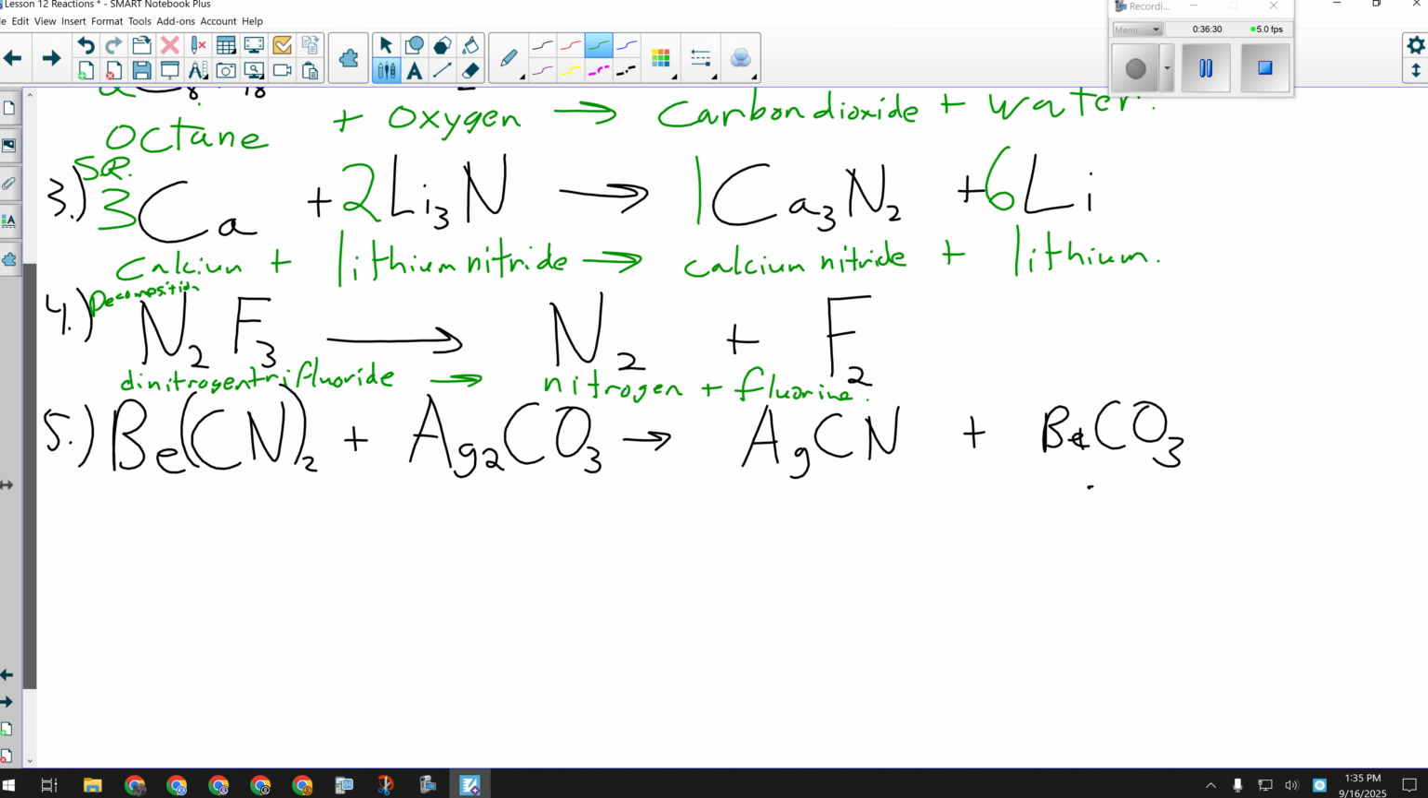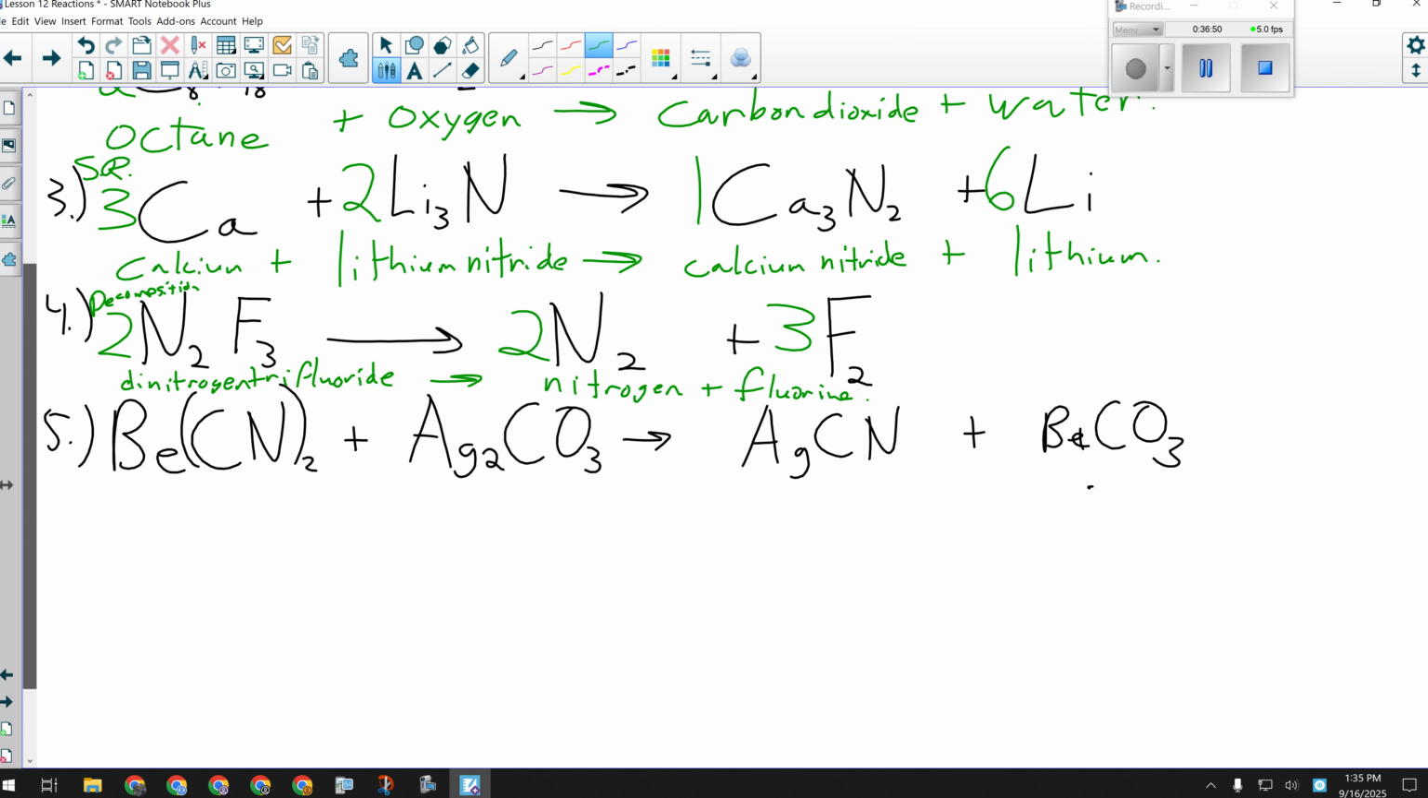Okay, biggest number is 3. So how do I balance fluorine and fluorine? Right, lowest common multiple is 6. So a 2 on this side and a 3 on this side. Putting that 2 there gives me how many nitrogen? Okay, so what needs to go here? All right, and then we're good.